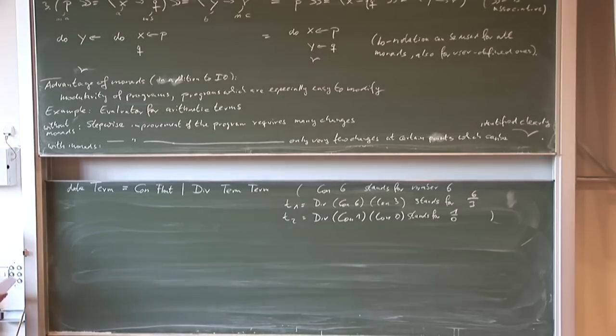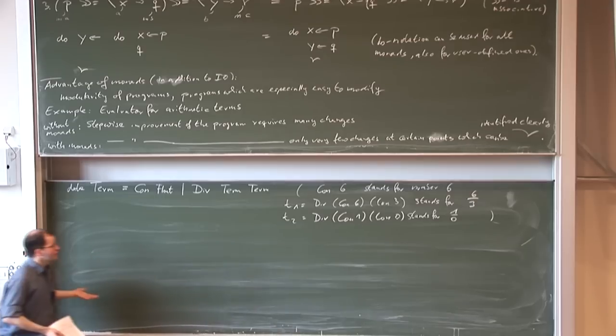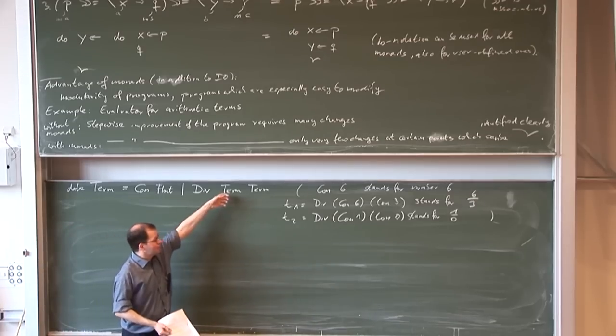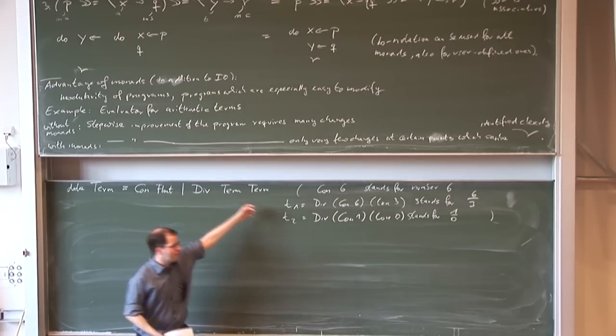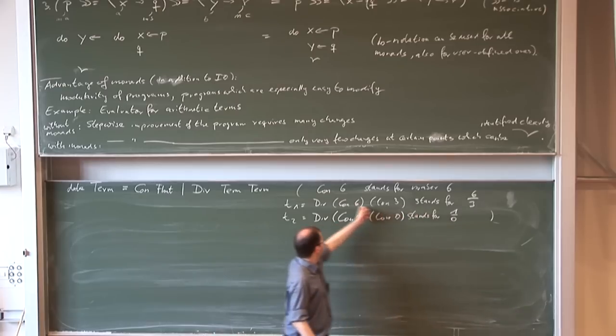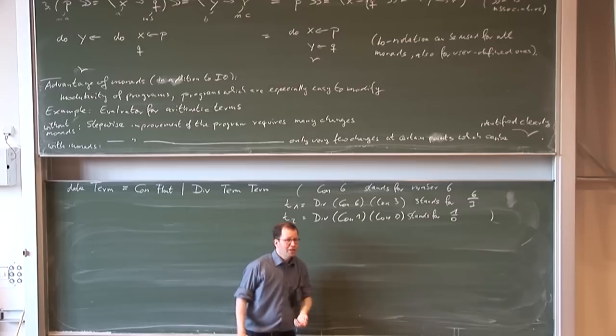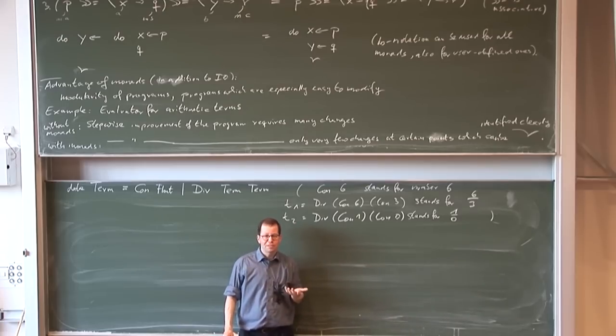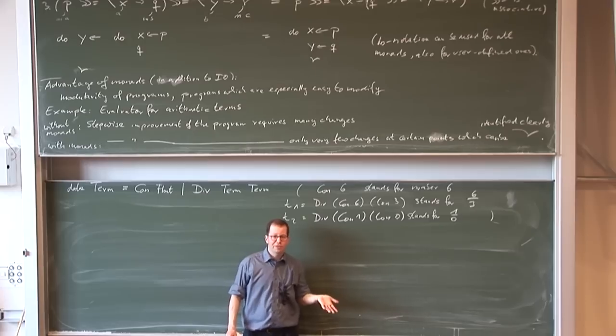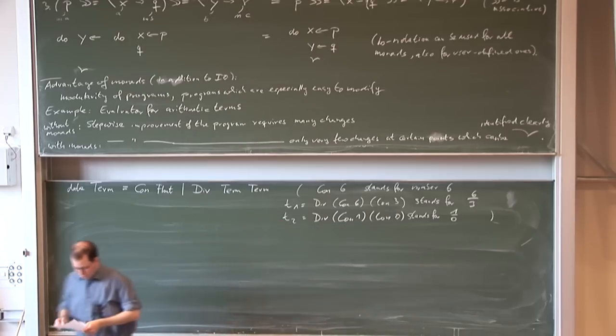Okay, and what we want to do is evaluate such terms. So we want to write something like a pocket calculator, a function which takes such a term and evaluates it. So a term like this, diff con 6 con 3, should be evaluated to something which represents the number 2, because 6 divided by 3 is 2. How can we do this?